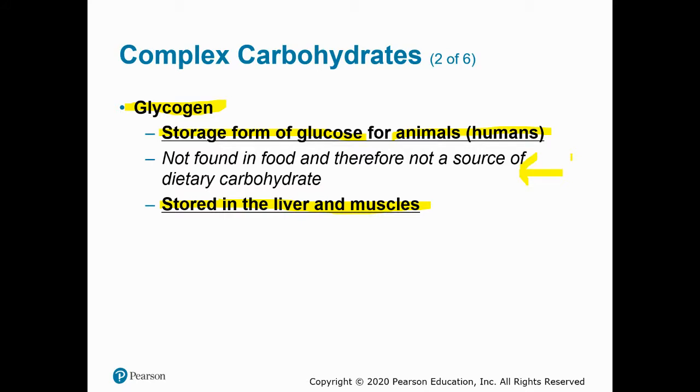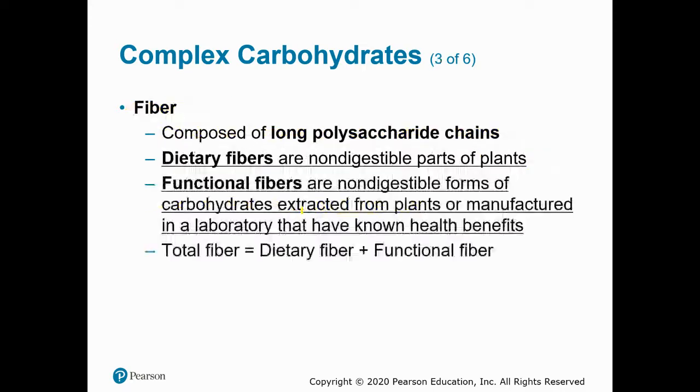So we don't refer to glycogen in our food. We really only refer to glycogen in our bodies, the storage form of glucose in our liver and our muscles. And then the third type of complex carbohydrate is fiber. All of these are really important, so I'm not starring all of these pages because they're all really, really important pages. So fiber is, again, these long, complex polysaccharide chains.